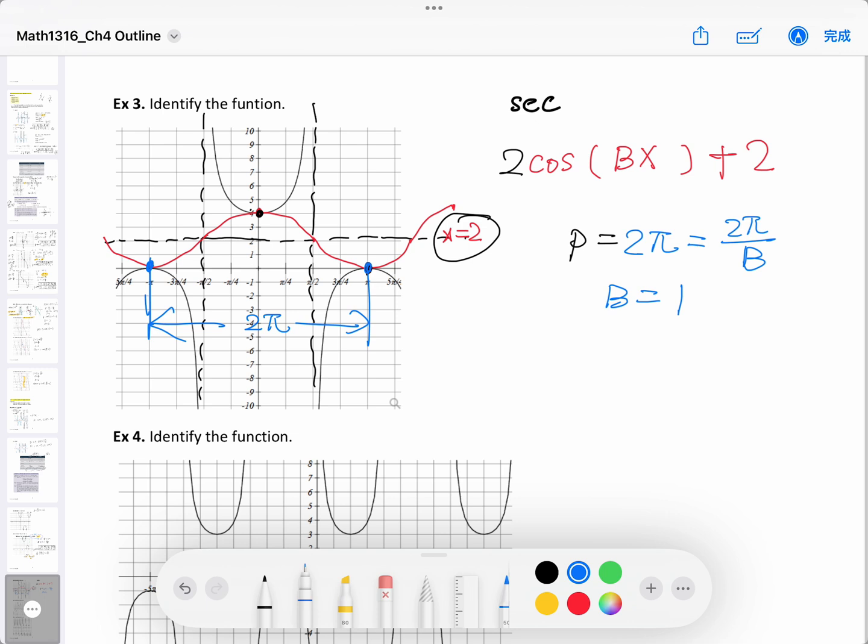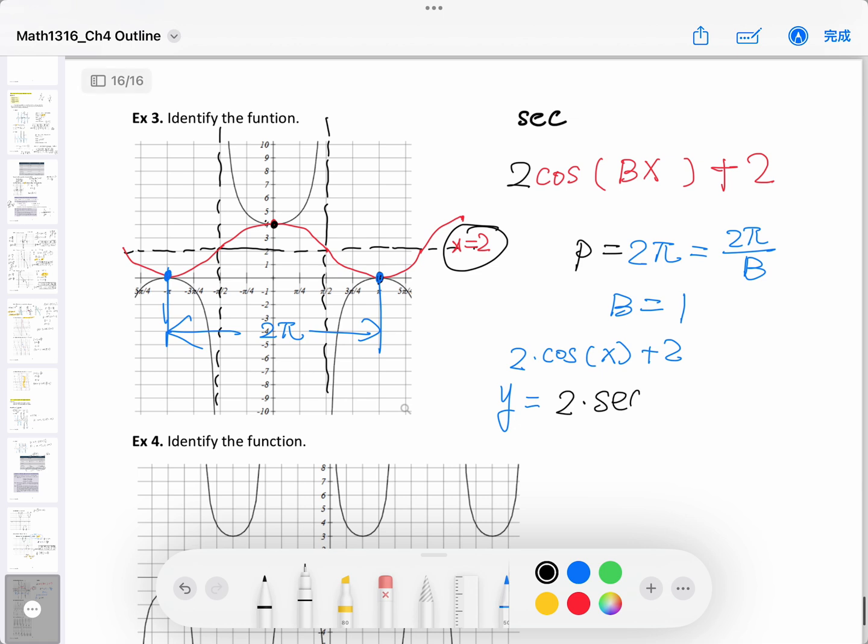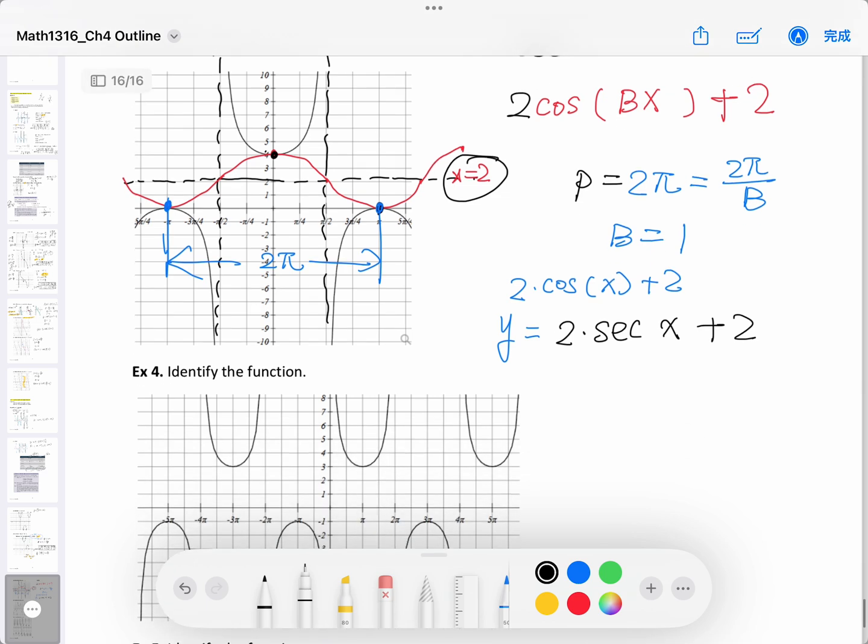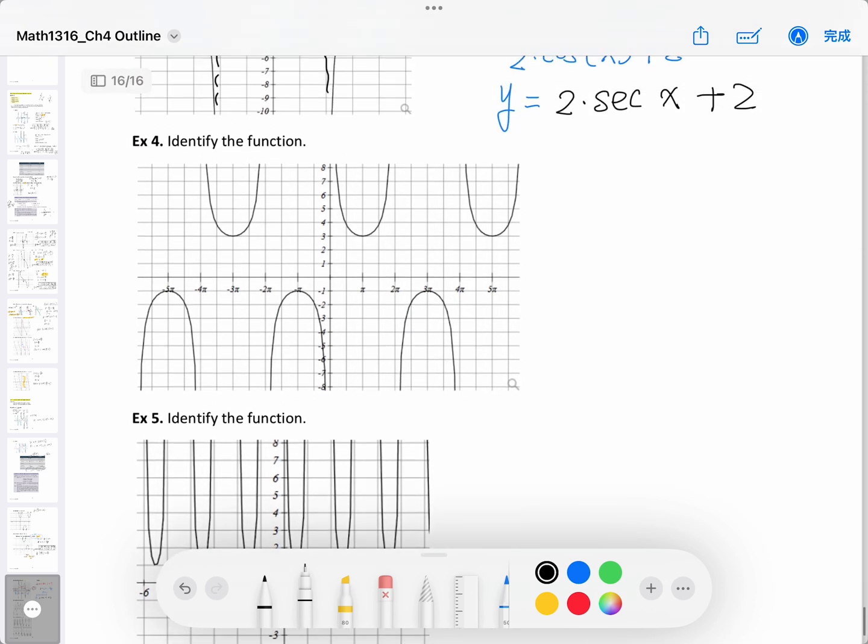So I can rewrite my cosine function as 2 times cosine x plus 2. And we are not looking for the cosine function. We are looking for the function 2 times secant x plus 2. So our solution is 2 times secant x plus 2. All right, let's see next example. Number 4.